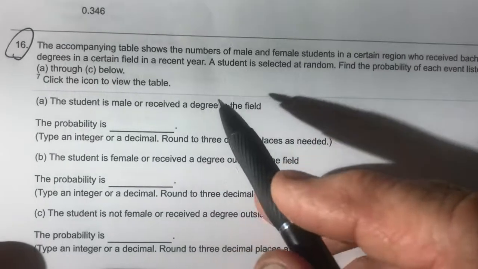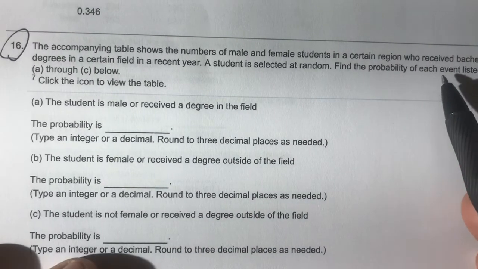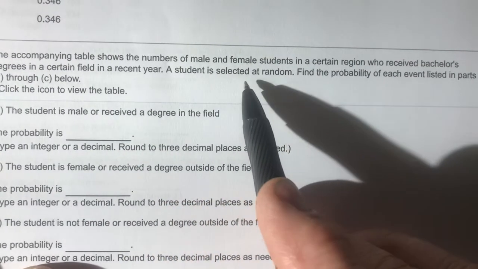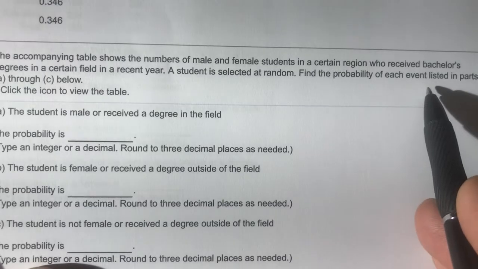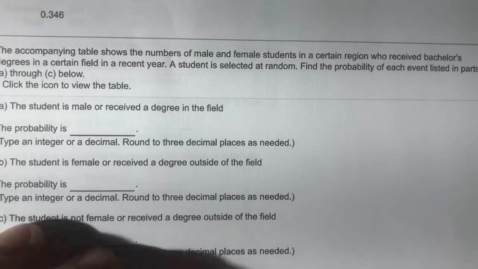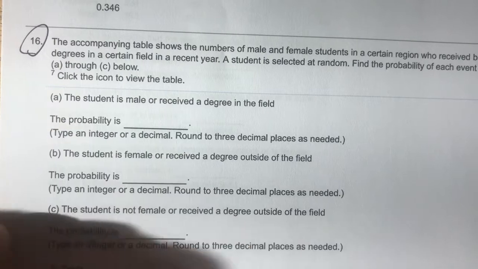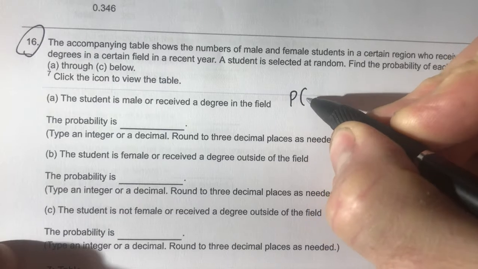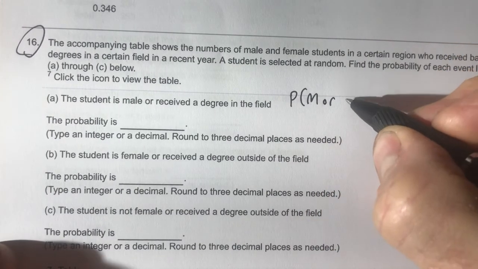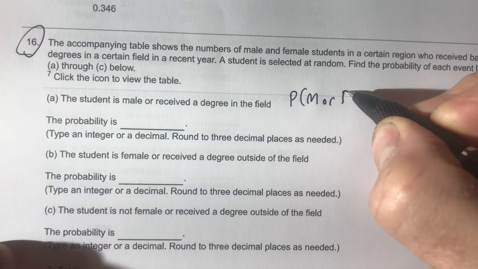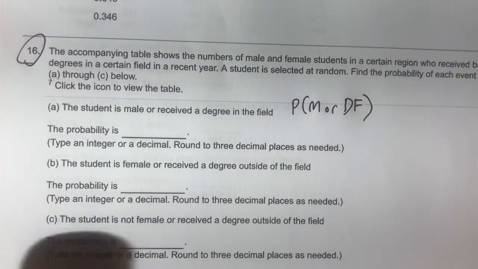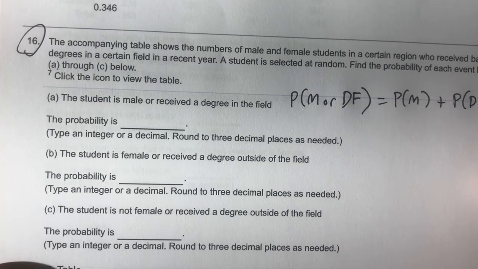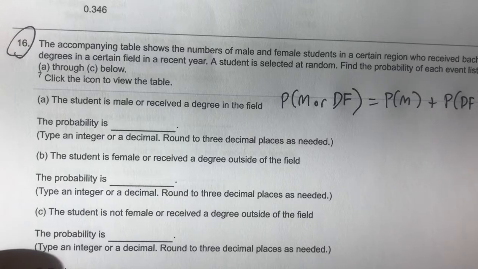The accompanying table shows the number of male and female students in a certain region who received bachelor's degrees in a certain field in a recent year. A student is selected at random. Find the probability of each event listed in parts A through C. All right, so in part A here, the student is male or received a degree in the field. So probability that they're male or received a degree in field. All right, so this is going to be the probability that they're male plus the probability that they've got a degree in the field minus the probability that they did both.